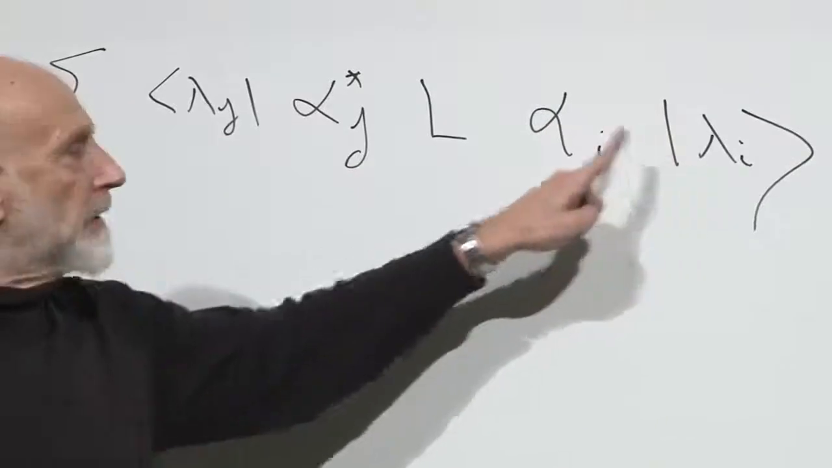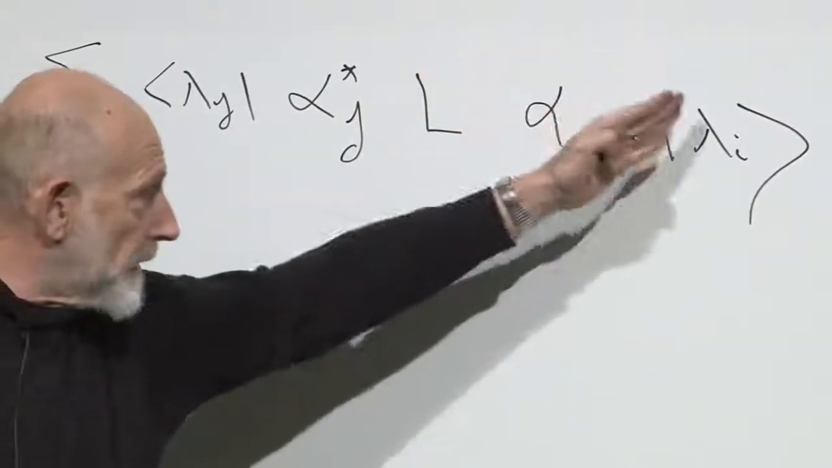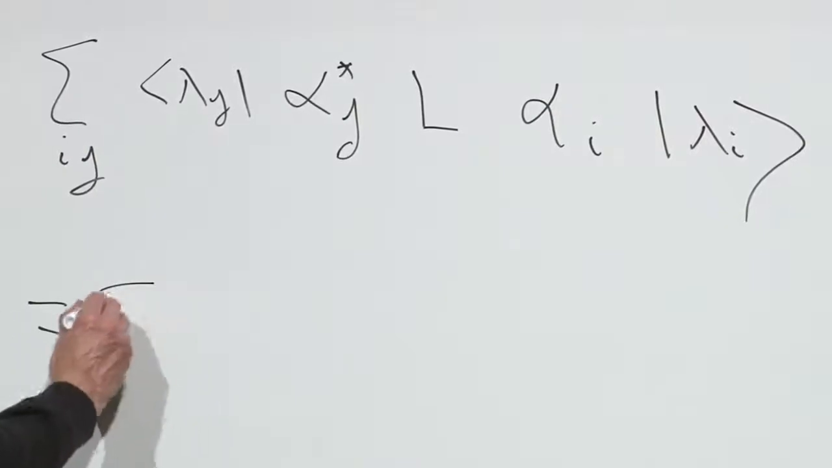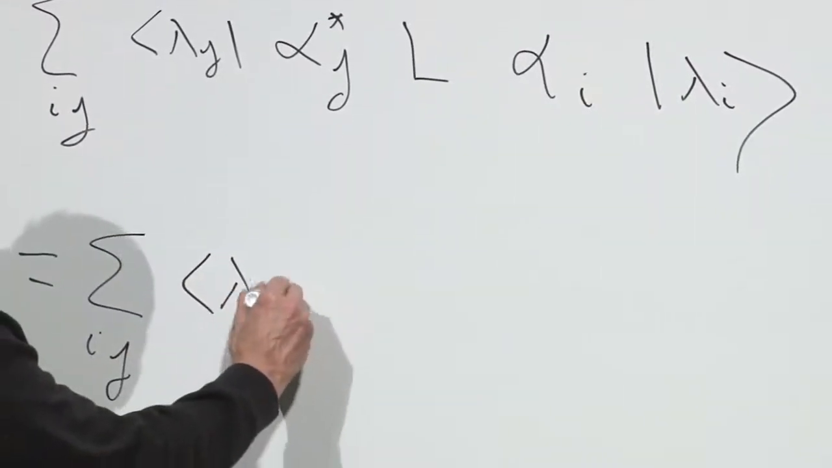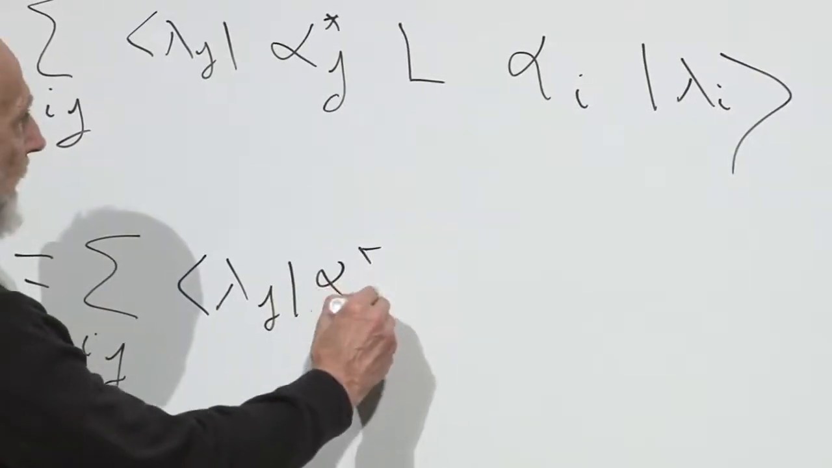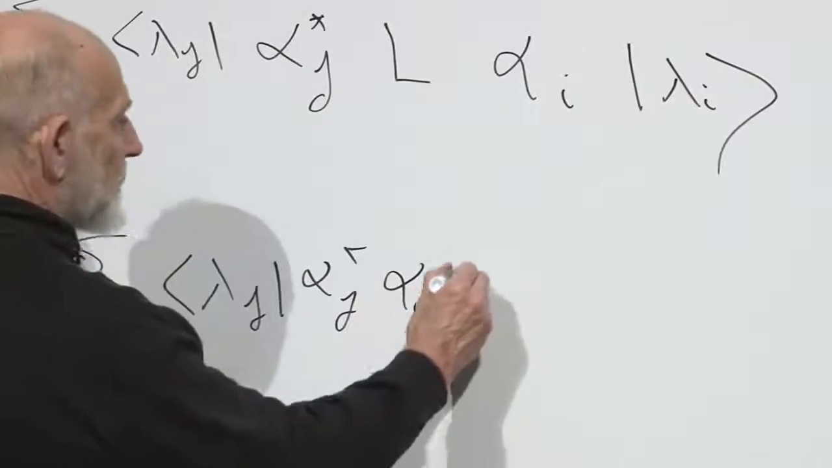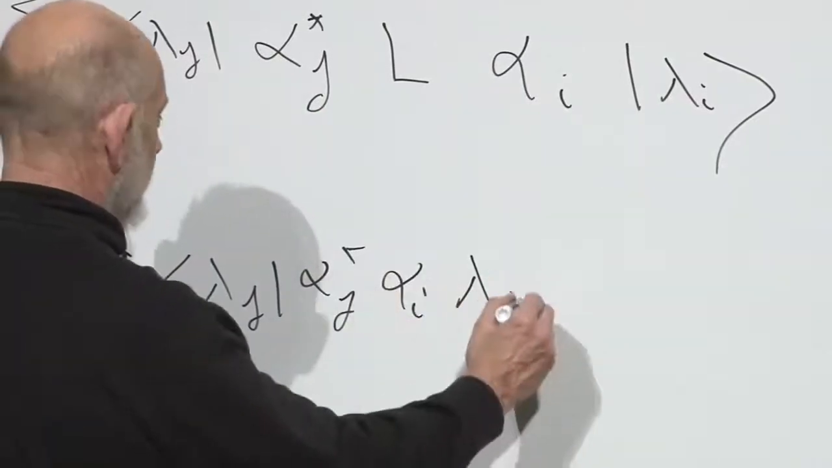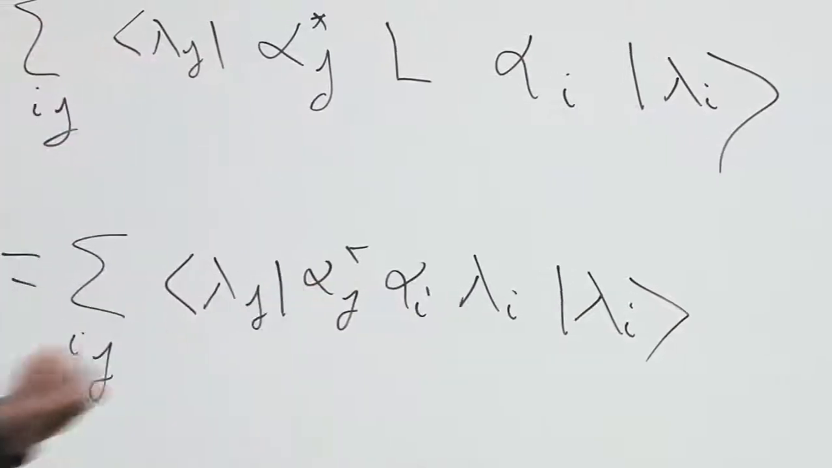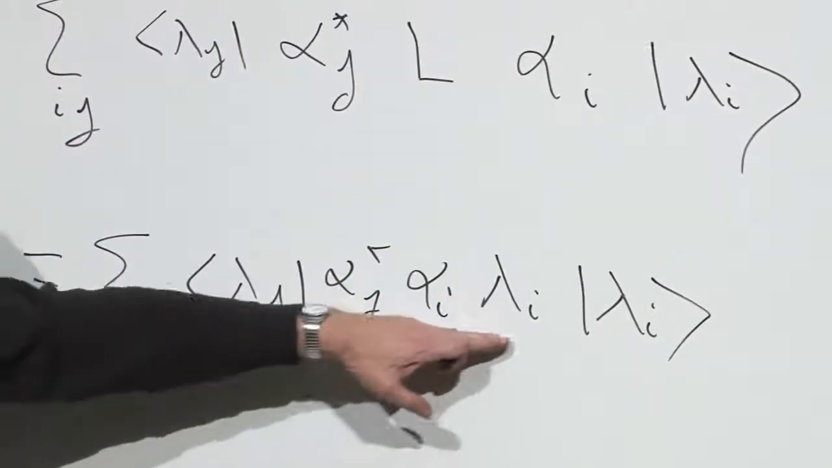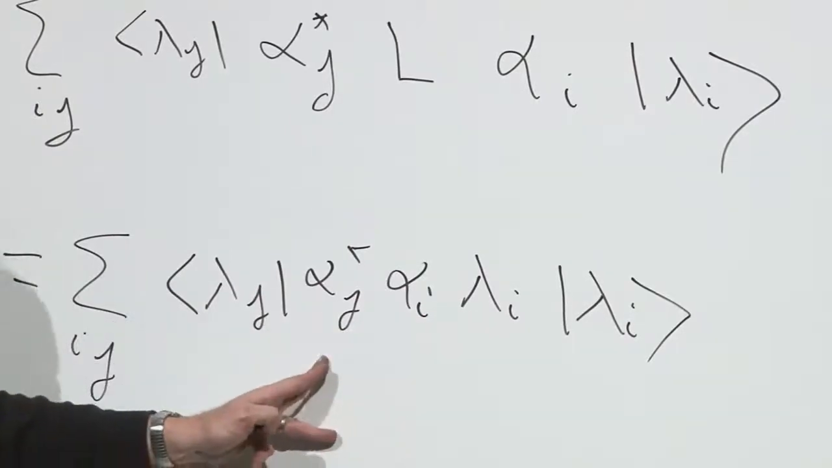Lambda sub I's are the eigenvectors of L. So when L acts on lambda sub I, we still have sum I, J, lambda J, alpha star J, alpha I, and now L hits lambda I, and it gives us lambda sub I times lambda I. Now all this junk in here is just a number for each I and J.